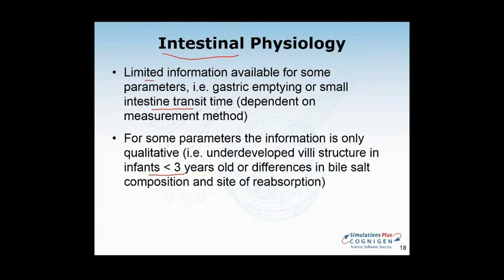The other parameter is the bile salts. Again, we have qualitative information that the bile salt composition may be different in very young children, that the site of reabsorption may be different in the very young children. Again, something that we know may be different than in adults, but by how much and where exactly it is changing, we were not able to put into any quantitative measures. So for now, the bile salt concentrations in the intestine remain the same for children as for the adults until we are able to get more quantitative information.